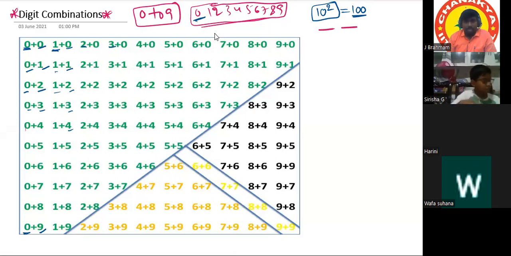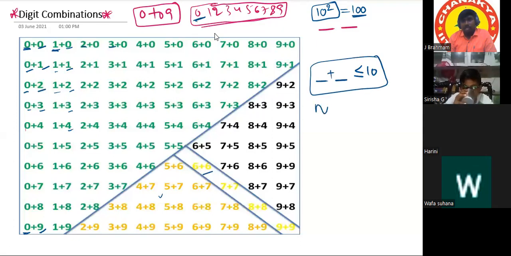I have categorized them. See, there are some green color combinations, some black color combinations, yellow color combinations, and orange color combinations. Why so? See, by adding two numbers, we are getting less than or equal to 10. Suppose we are getting less than or equal to 10, we can call it a natural addition or natural combination. What is that combination? By adding two digits, we should get the sum less than or equal to 10.